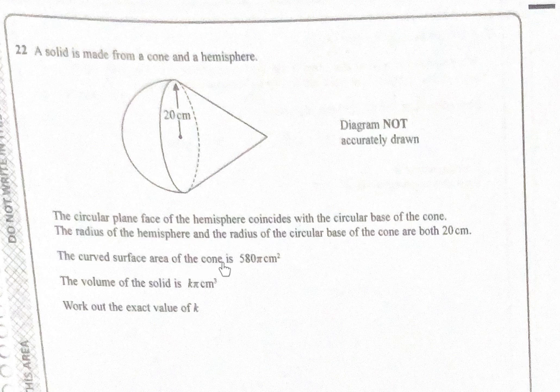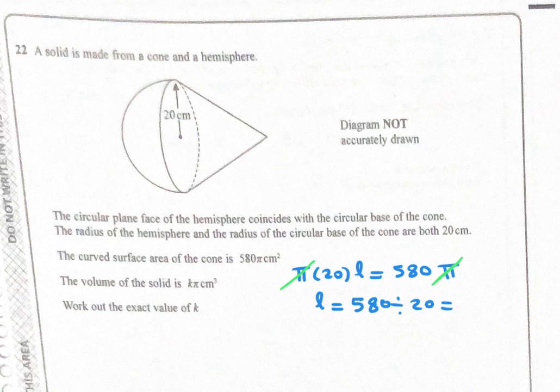The curved surface area of the cone is pi RL. L is the slant height. So we can find the slant height. Pi RL, so pi times 20 times L equals 580 pi. We can cancel pi with pi. So L, the slant height, equals 580 divided by 20 equals 29 centimeters.